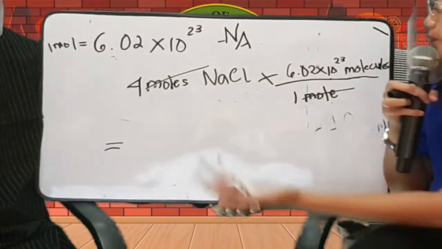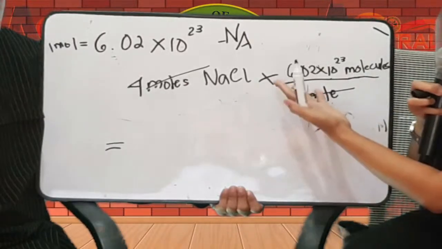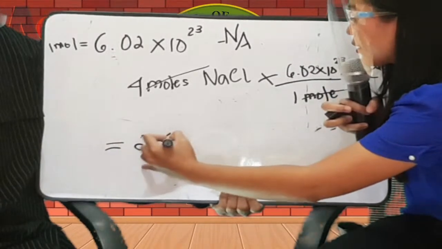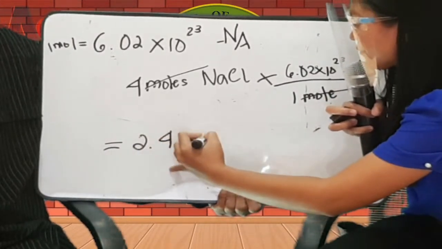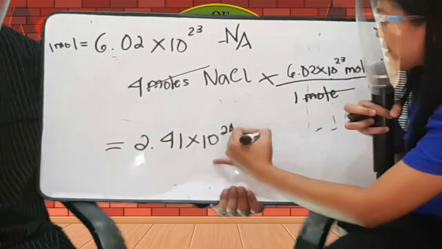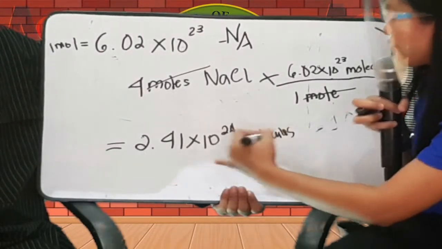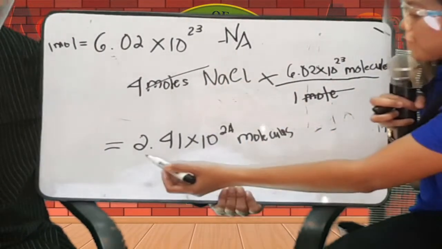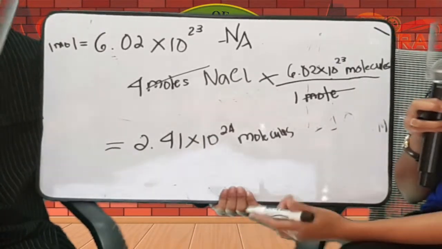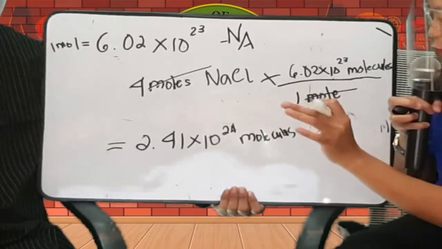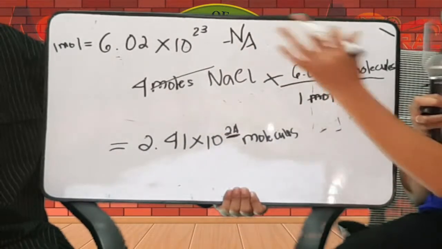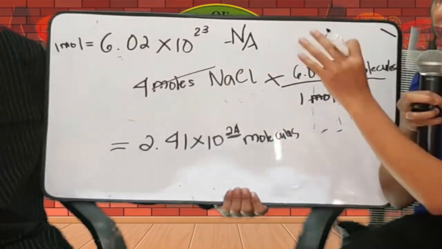By multiplying 4 by 6.02 times 10 to the power of 23, it would yield 2.41 times 10 to the 24 power. So in other words, in 4 moles of NaCl, there are 2.41 times 10 to the power of 24 molecules. So imagine the atomic scale converted to the macroscopic scale, the value becomes times 10 to the power of 24, which is much larger.